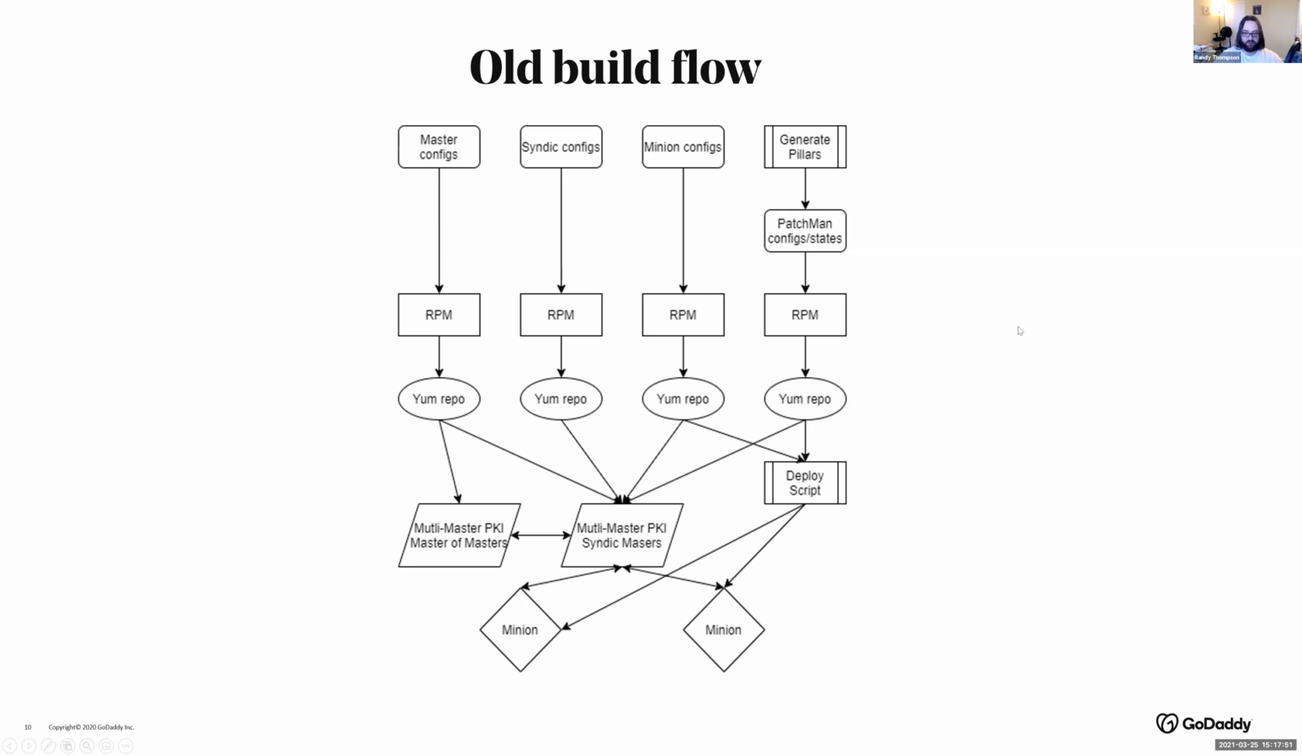So each one of those would be built into an RPM via FPM, and then uploaded into our internal Yum repo system. And effectively, what would happen there is we'd use a deploy script to kind of land the minion configs and the pillars, as well as configs and states, out onto our minions, and everything else would flow to either our multi-master PKI master of masters or a multi-master PKI syndicate masters, and then also out into our minions. It was quite a mess, and very convoluted, which often led to, unfortunately, some breakage.